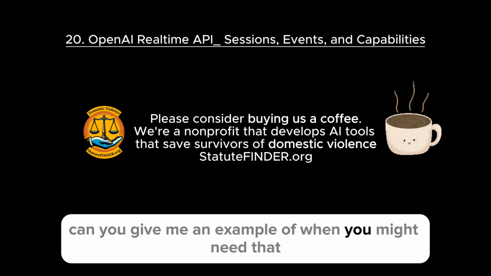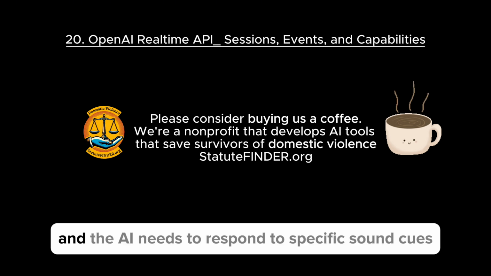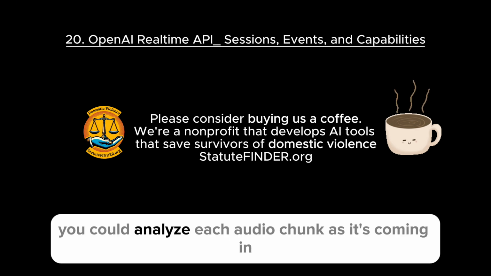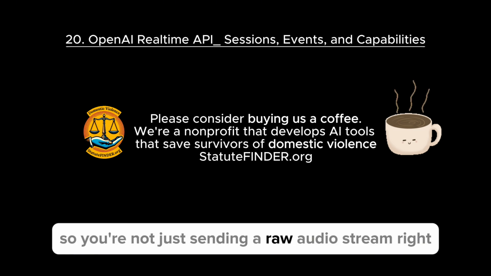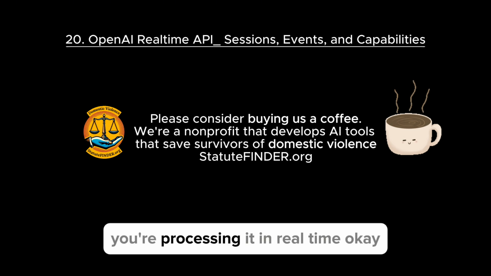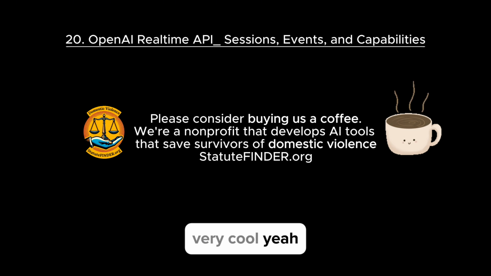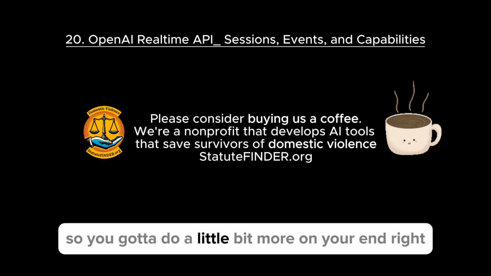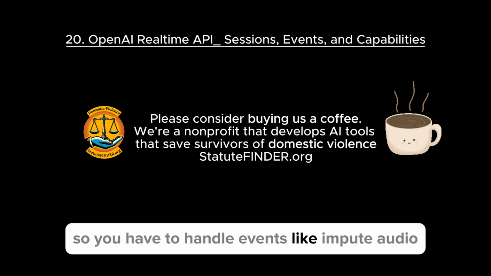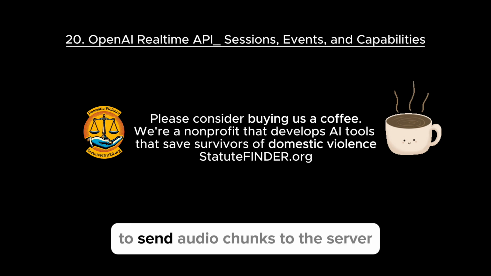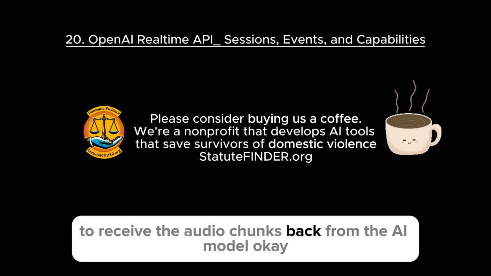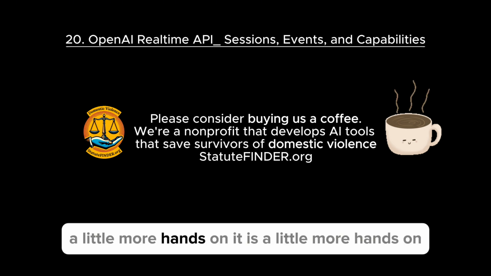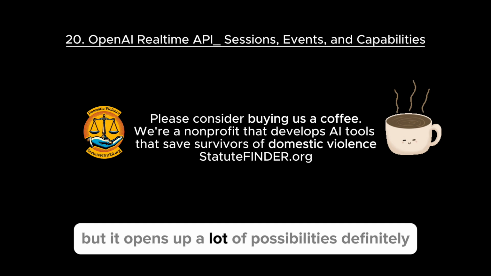Can you give me an example of when you might need that? Yeah, so let's say you're building a game, and the AI needs to respond to specific sound cues. With WebSockets, you could analyze each audio chunk as it's coming in, looking for those specific sounds. So you're not just sending a raw audio stream. Right. You're actually in the middle of it, processing it in real time. Okay, very cool. But of course, that comes with a little bit more complexity, so you have to do a little bit more on your end. Right. You have to handle events like input.audio_buffer.append to send audio chunks to the server, and response.audio.delta to receive the audio chunks back from the AI model. Okay, a little more hands-on, but it opens up a lot of possibilities.